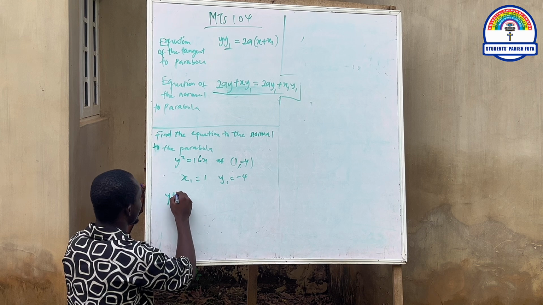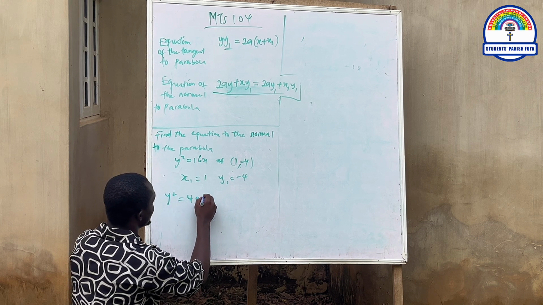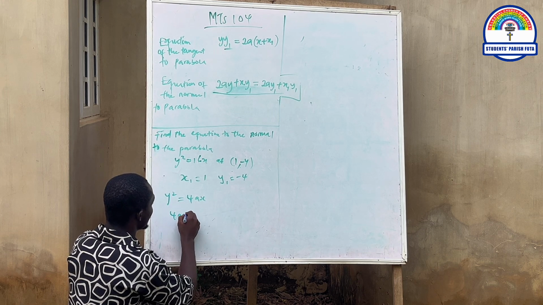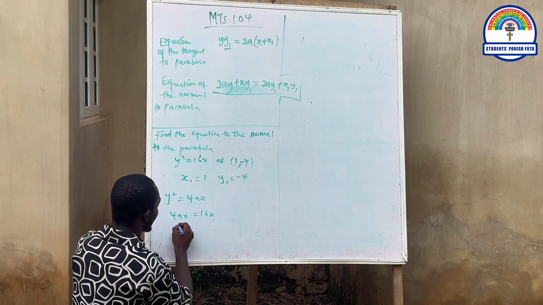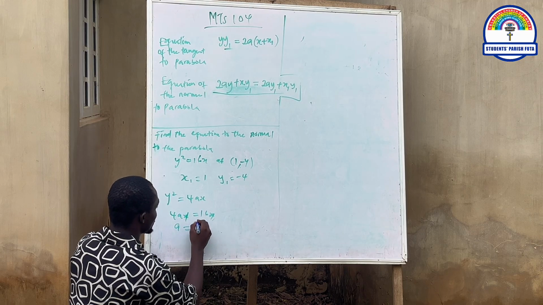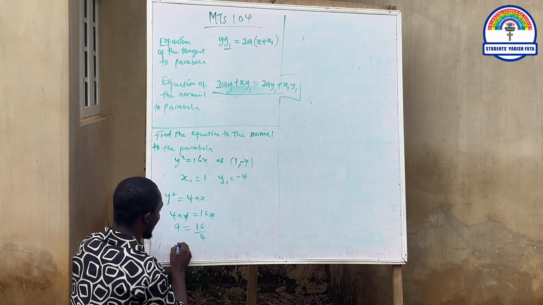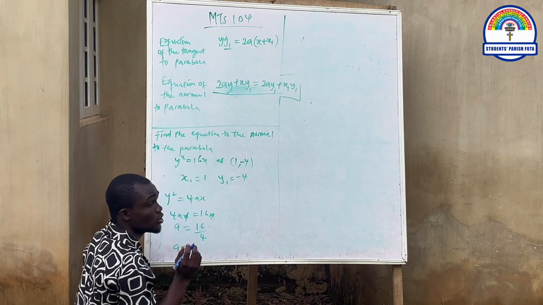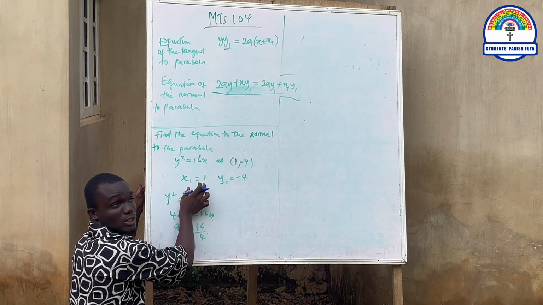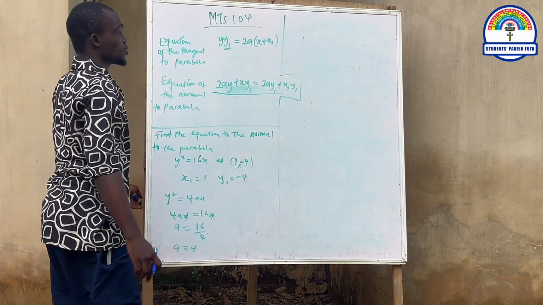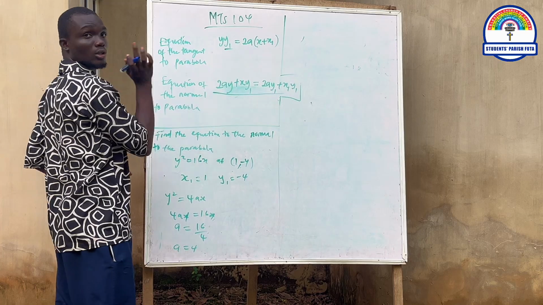To get our a, it is not a problem. The equation is y squared is equal to 4ax. So 4ax is equal to 16x, that's a is equal to 16 divided by 4. Our a is equal to 4. So now we have a is equal to 4, x1 is equal to 1, y1 is equal to minus 4. Then you come and input it here.